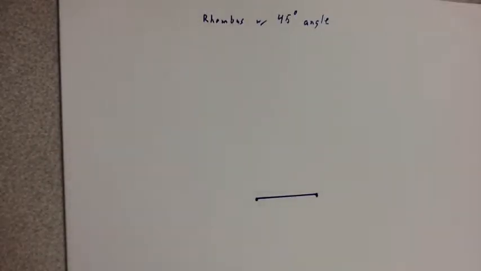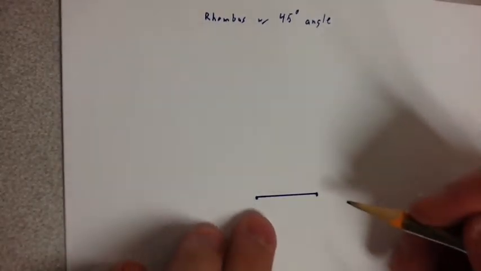Next up, we're going to try the rhombus with a 45-degree angle. If you haven't already watched the 30, 60, 90 video, I think that one went pretty well for me. Hopefully it went well for you too. Well, again, I'm going to start with a segment.